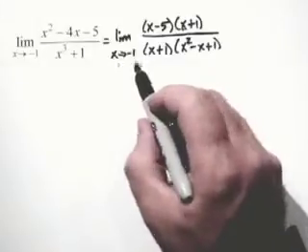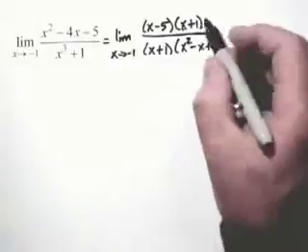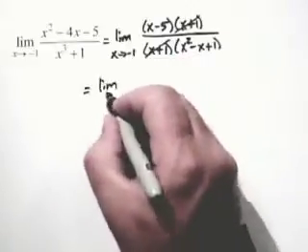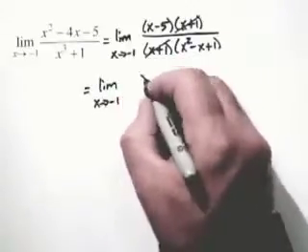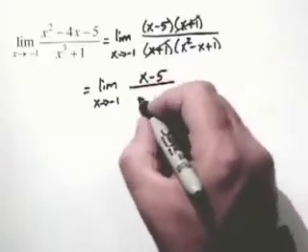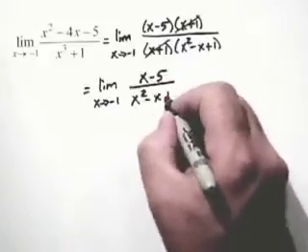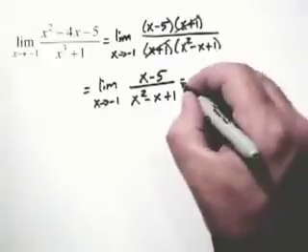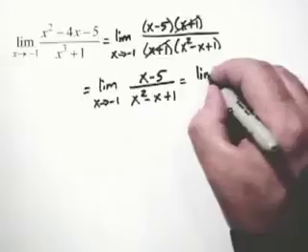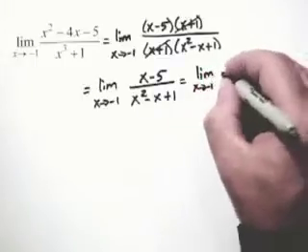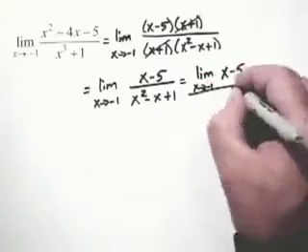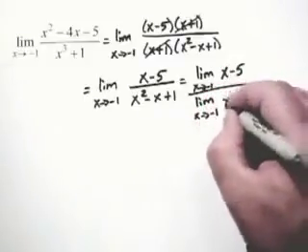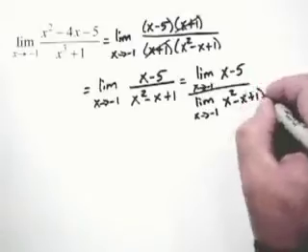But since we're not concerned with what happens at negative 1, just near that, we can go ahead and cancel those factors and get the limit as x approaches negative 1 of x minus 5 over x squared minus x plus 1. Now, using our quotient rule, we can rewrite this as the quotient of the limits: the limit as x approaches negative 1 of x minus 5 divided by the limit as x approaches negative 1 of x squared minus x plus 1.